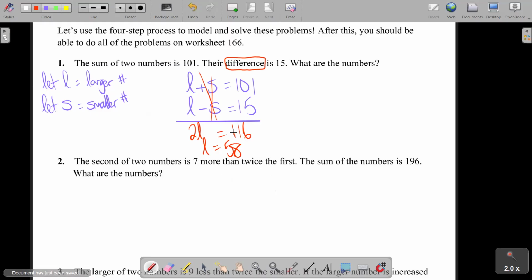Agree. But we're not done, right? Like all this L and S stuff, all this algebra, no one asked us to do that, right? Well, I mean, your teacher did, but the problem is just to tell me what the numbers are. We know one of the numbers. How are we going to find the other one?